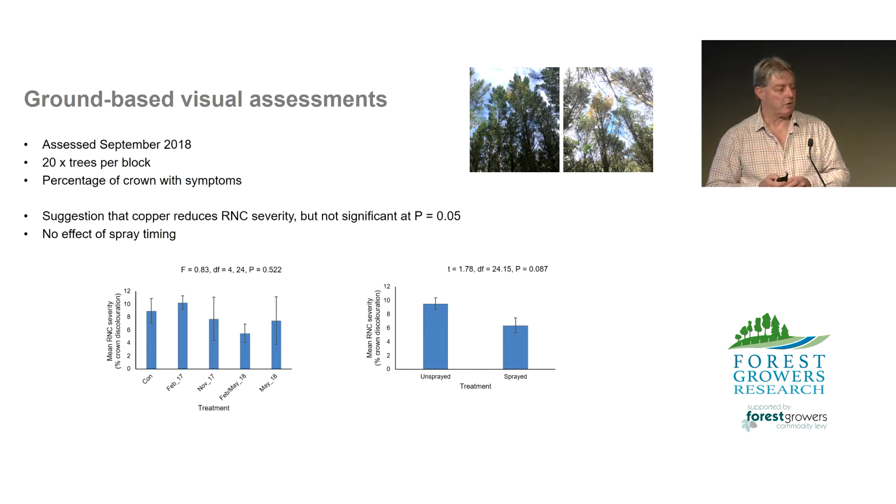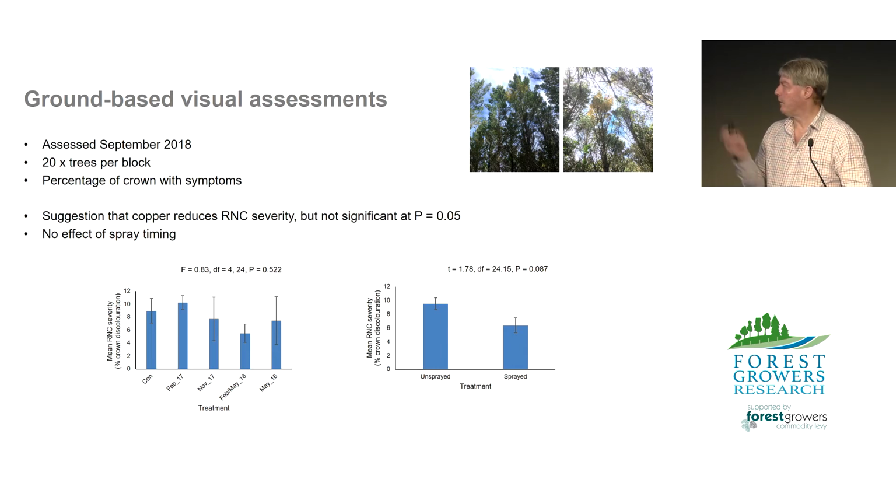And these trees were assessed in September 2018, 20 trees per block. And we looked at the percentage of crown with symptoms. There was a hint, I guess, that copper reduces red needlecast severity, but it wasn't statistically significant, and there was no effect of spray timing.